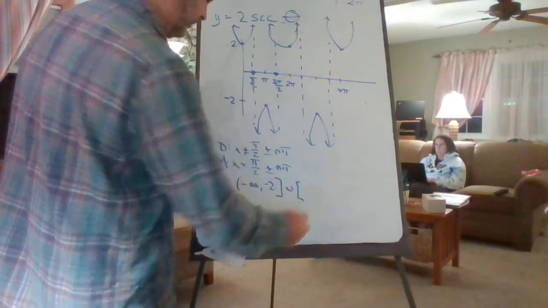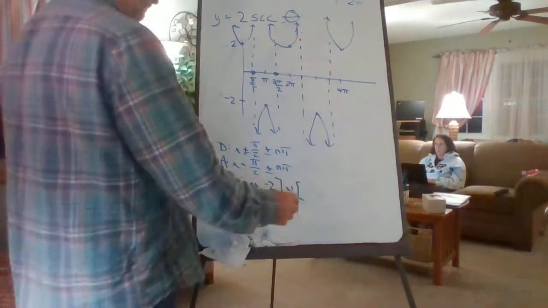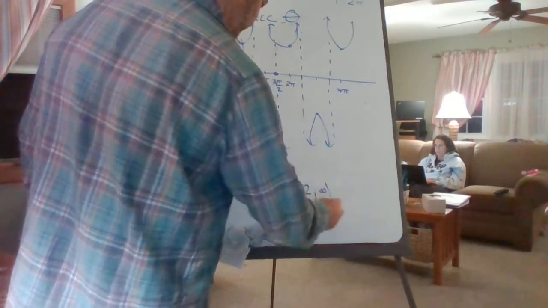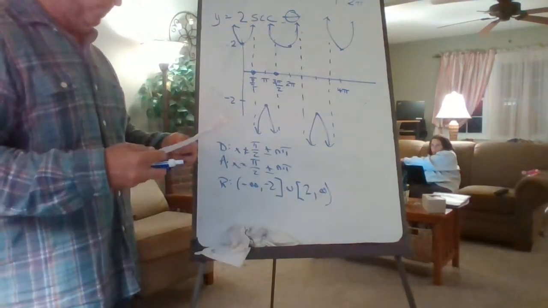The letter U representing union, or with set builder notation. And then the positive, which is 2, comma infinity. And there you go.